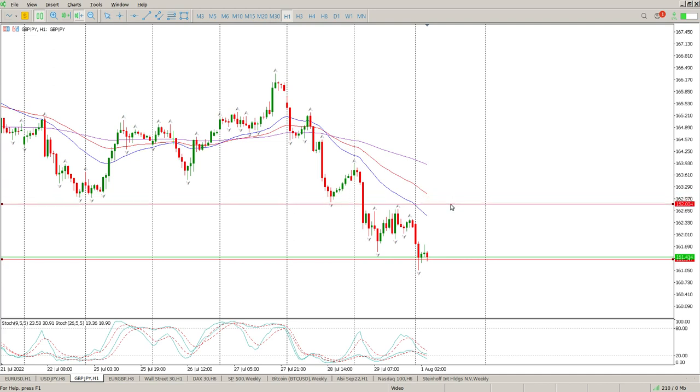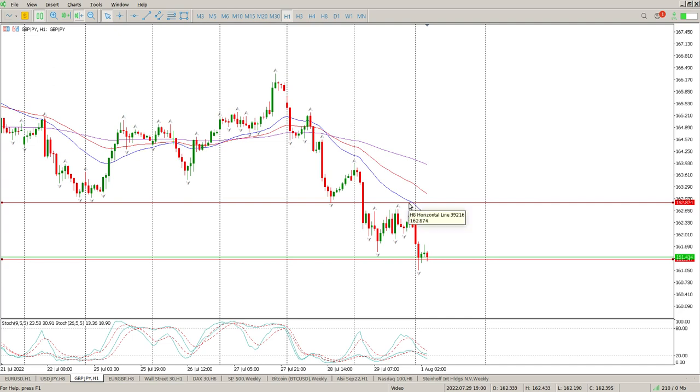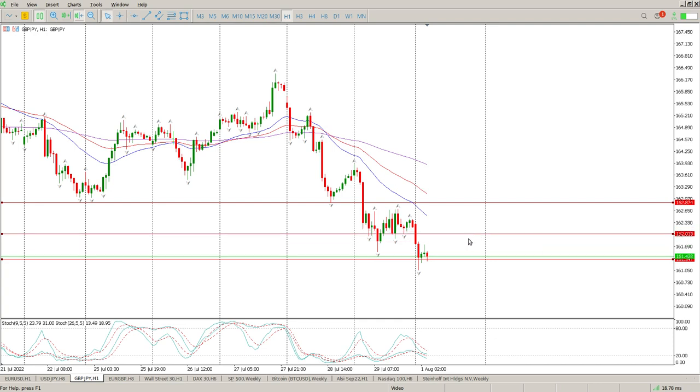We did not test this area, quite nice. So 162.874 was the level I gave you yesterday. Not yesterday, but Friday, for a selling opportunity. So we didn't really do that. So at the moment, I think that's still valid, and then that's valid.